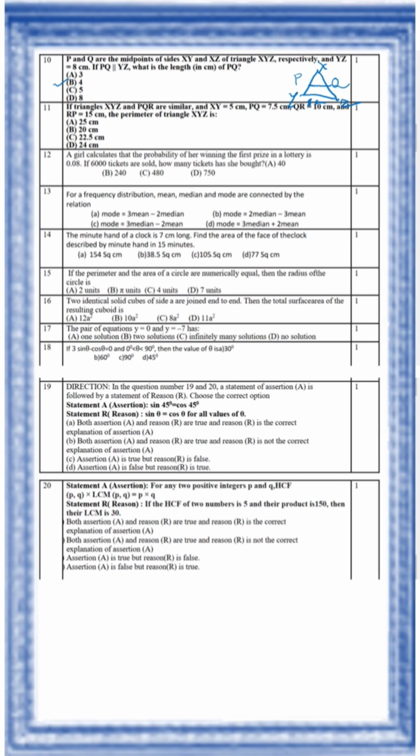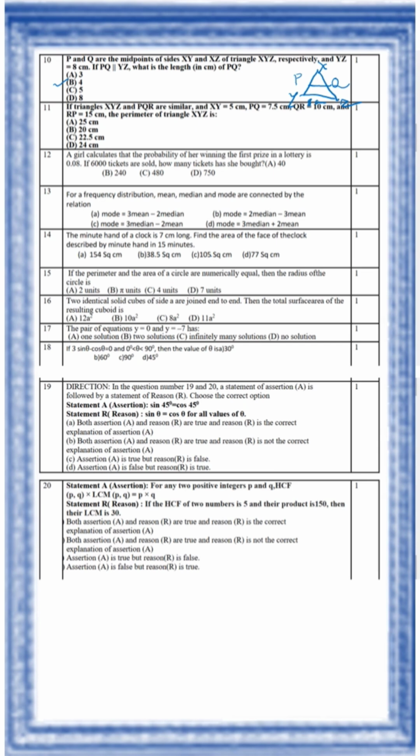If triangles XYZ and PQR are similar and XY is 5 centimeter, PQ is 7.5 centimeter, QR is 10 centimeter and RP is 15 centimeter, then the perimeter of the triangle XYZ is? Two triangles are there, XYZ. The perimeter cannot be calculated since two sides are missing here. For PQR, all sides are given, so we can find out the perimeter.